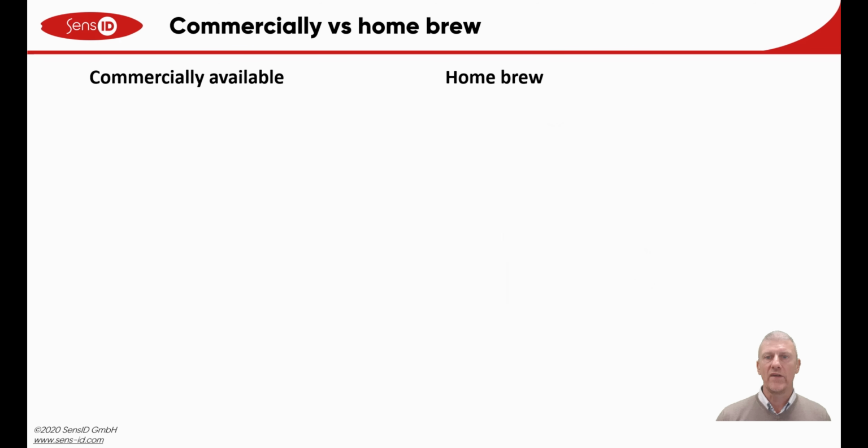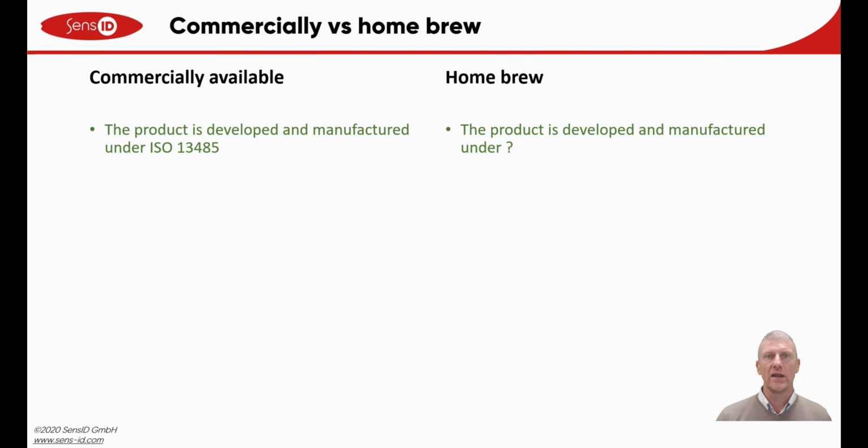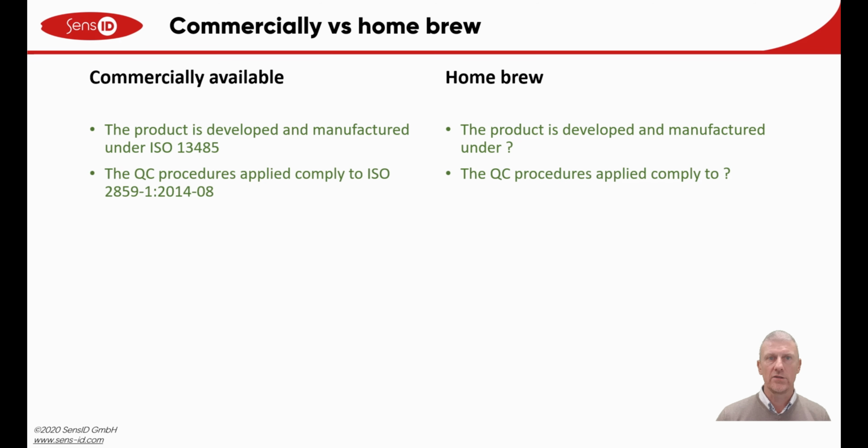Well, just weigh the facts. Commercially available, we have a product that is developed and manufactured under ISO 13485. I can't say anything either negative or positive about the way that homebrew is developed and manufactured. I don't know what ISO standard has been followed, if any. I only can comment on what we do. And we follow strictly this ISO norm for the QC procedures. I don't know what's being done in the homebrew environment. I hope they do it like this.